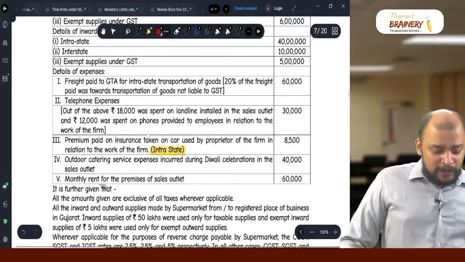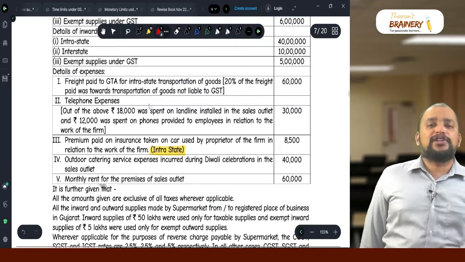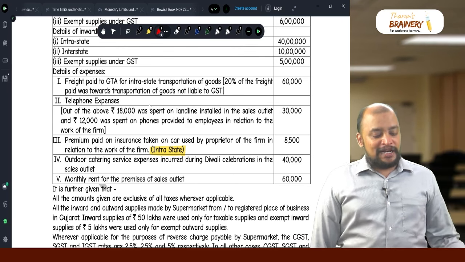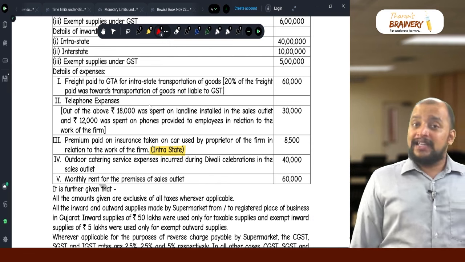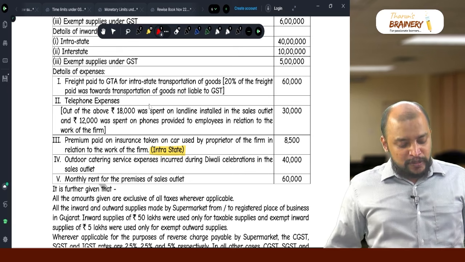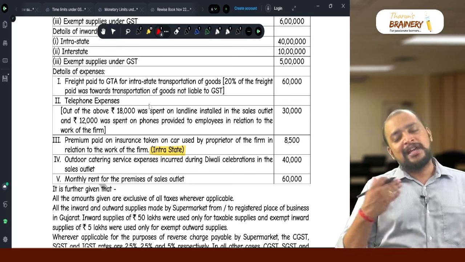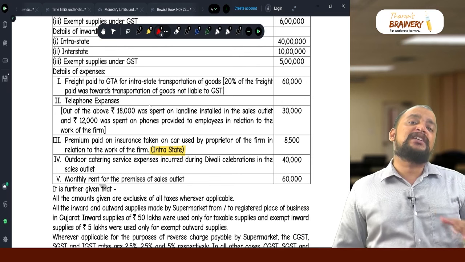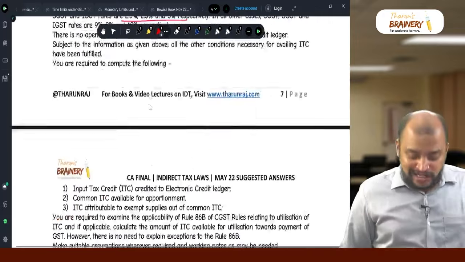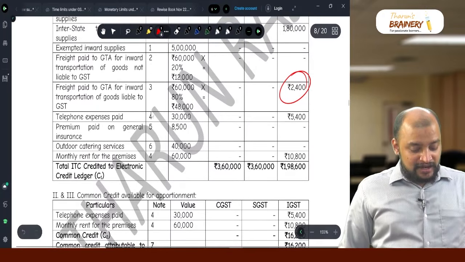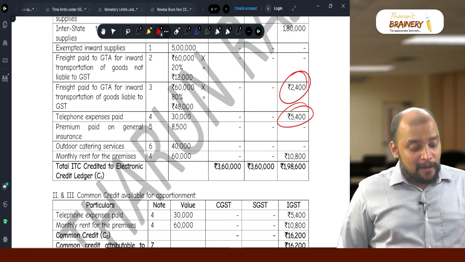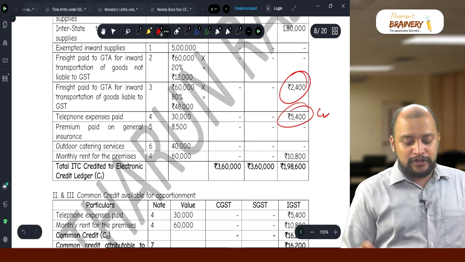So then next point, telephone expenses. Again there is no information about intrastate or interstate, so we can take it as interstate. Out of the above, 18,000 was spent on landline installed in the sales outlet. Yes, it is used in the course or furtherance of business, so we can take ITC. And 12,000 was spent on the phones provided to employees in relation to work of the firm. Yes, it is also used in the course or furtherance of business, and we don't have any blocked credit related to that, so we can take this ITC. 30,000 rupees into 18%, 5,400 we can take as credit, but this 5,400 will become a common credit, C2.